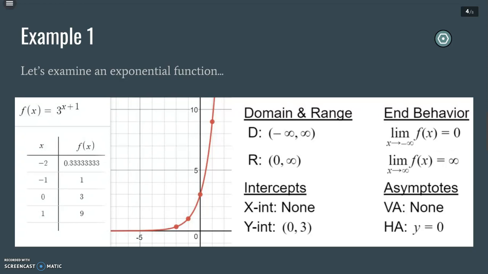Because our x values can go on forever to negative infinity, our function has to go somewhere, and our function does go to 0. And because our function can go all the way to positive infinity, our function also gets to go all the way up to infinity.